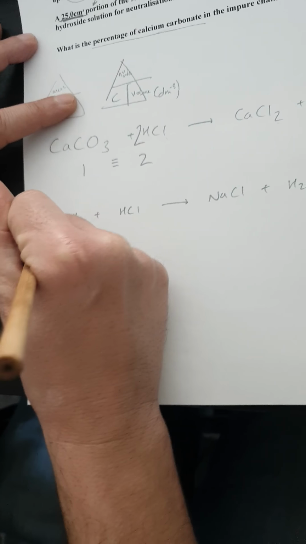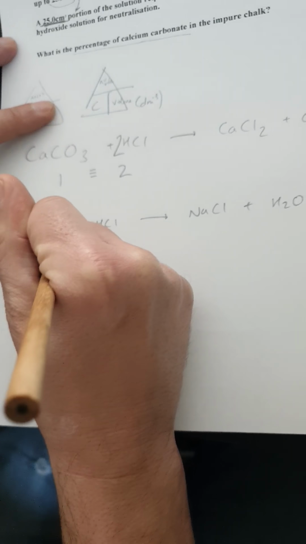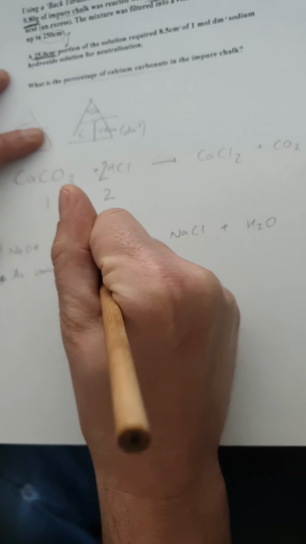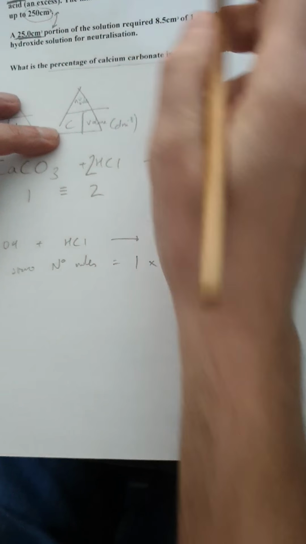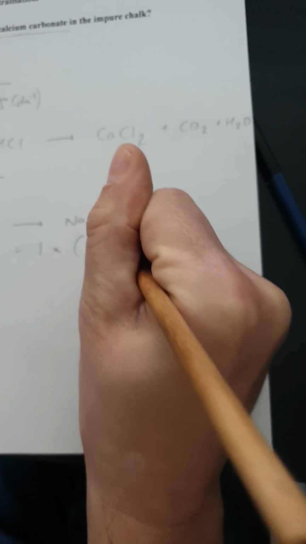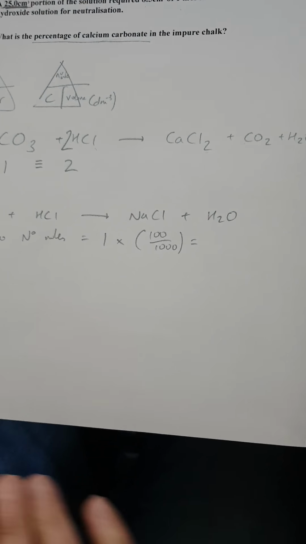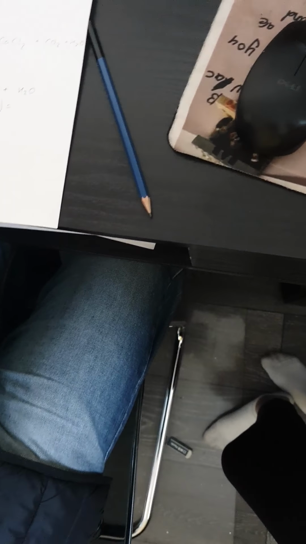Okay, so we've got 100 centimeters cubed, so what do we need? We need number of moles, so HCl at start, I'll call it at start. So number of moles equals concentration, which was 1 times brackets 100 divided by 1000, which equals, where's my calculator? 100 divided by 1000? Yeah. 1 times 100 divided by 1000 equals 0.1. 0.1 moles. Okay.